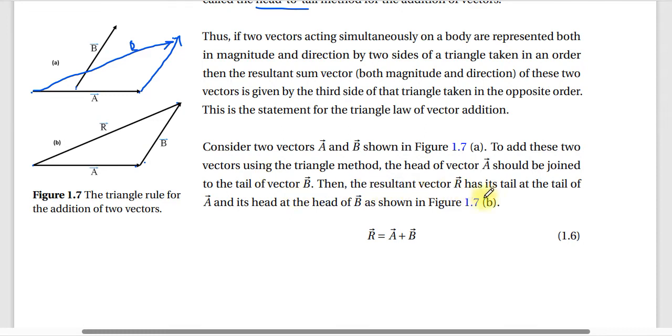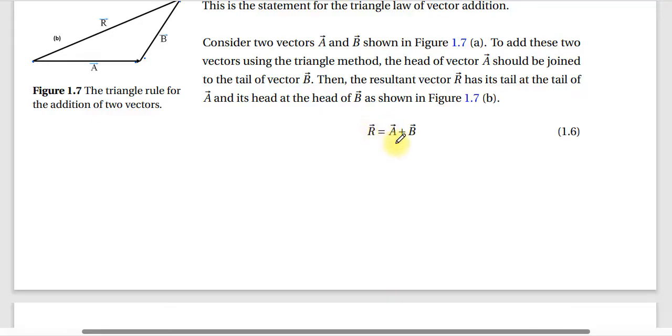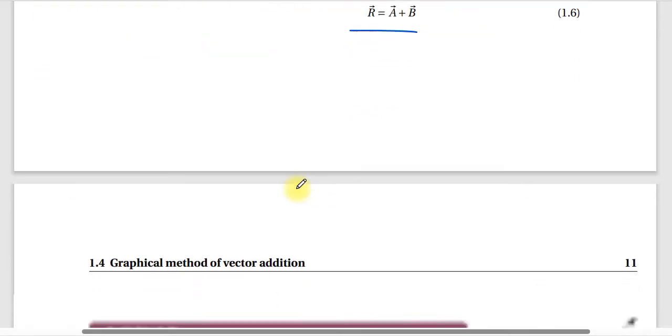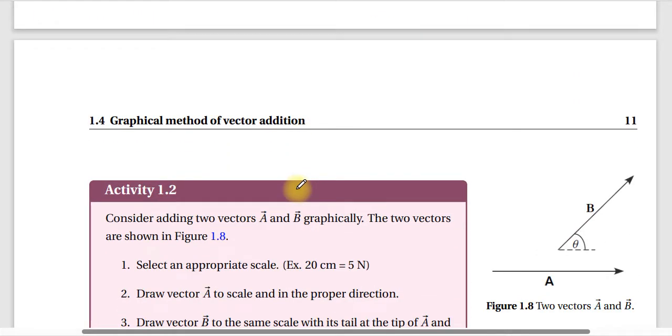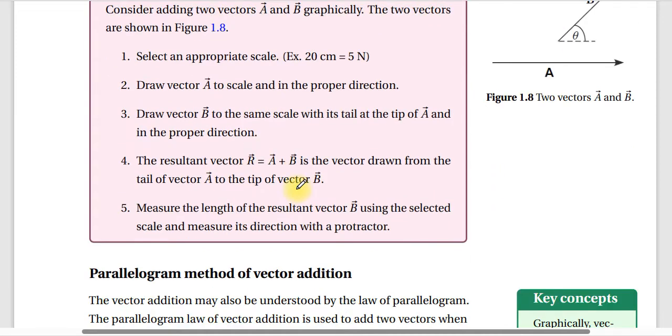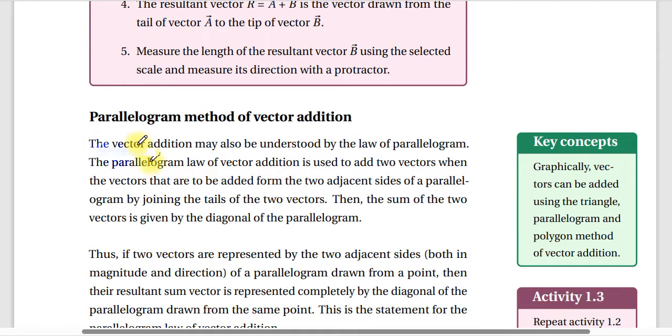Then the resultant vector R has its tail at the tail of A and its head at the head of B። አይታችኋል። የሪዛልታንቱ ቴይል እንደምታዩት ኤ ቴይል ላይ ይገናኛል፣ ሄዱ ደግሞ ቢ ሄድ ላይ ይገናኛል ማለት ነው። Therefore the resultant vector R, which equals vector A plus vector B, ይሆናል ማለት ነው። ይህ እንግዲህ triangular method of vector addition እንለዋለን ማለት ነው። The second method is the parallelogram method of vector addition.